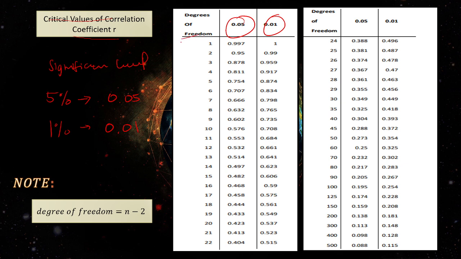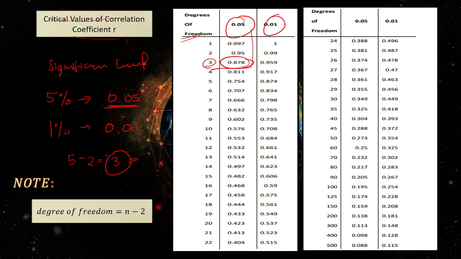Now, itong degree of freedom, ang formula natin dito, class, ay n minus 2. For example, the number of data is equal to 5. Siyempre, 5 minus 2, then that is equal to 3. Okay, 3 yung iyong degree of freedom. So, ito yung 3. For example, ang binigay sa iyo na given ay 0.05. So, ito yon. Yung intersection nilang dalawa ay ito, meaning to say, your critical value is 0.878. Okay, kung ano lang yung pinaka-intersection nila.